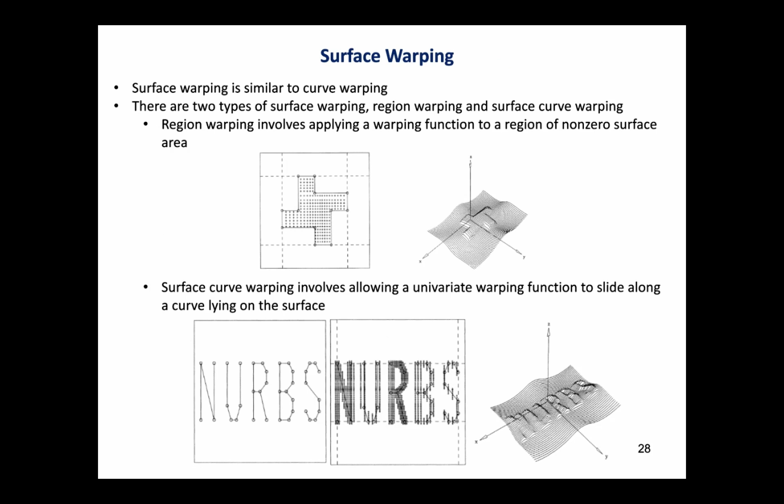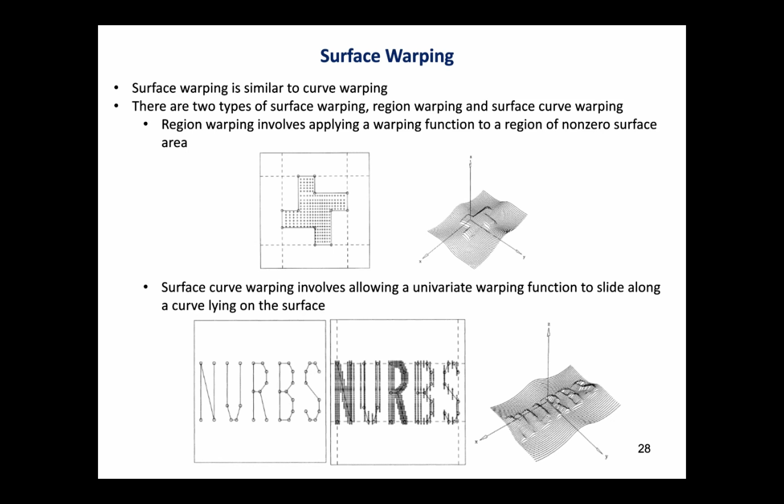So now we'll talk about surface warping, which is similar to curve warping. There are two different types of surface warping: region warping and surface curve warping. Region warping involves applying a warping function to a region of non-zero surface area. So in these two pictures, on the left one, we can see the region that we're going to warp, along with the control points within the region that are going to be warped. And then on the right of that, we can see the effects of the warp on the surface.